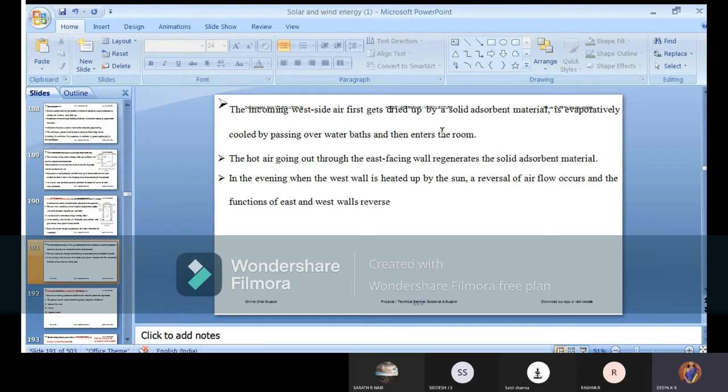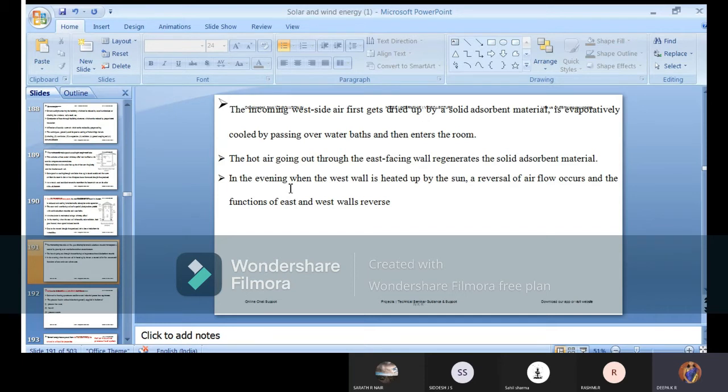It means you have one more obstacle. So the air coming in does not directly enter the living area. It will reach the water bath. So here what happens? Absorption and evaporation, both processes take place. And after that, whatever is left will enter the living area. Then the hot air going out through the east facing wall regenerates the solid absorbent material. So the outlet, whatever you were shown, that passage will give you a space for taking off the heated air which is present in the living area.